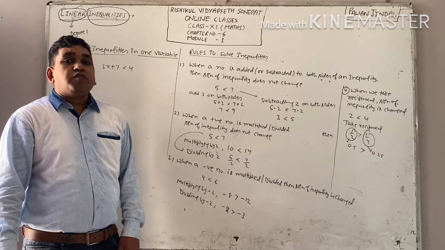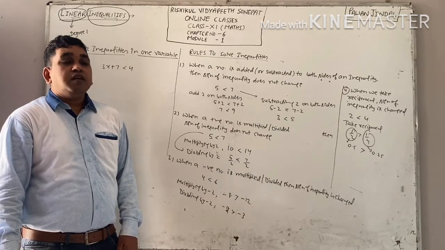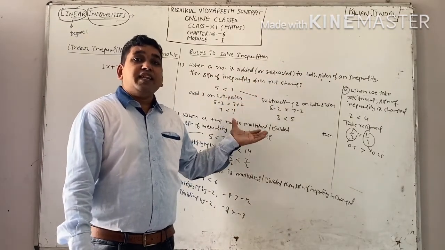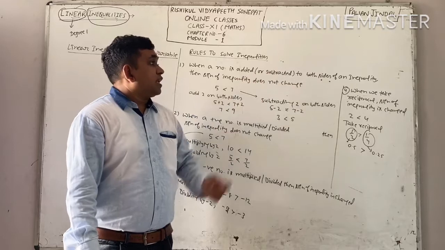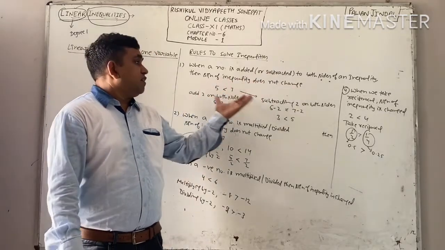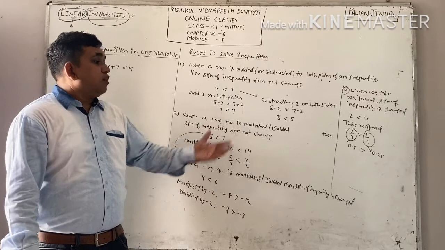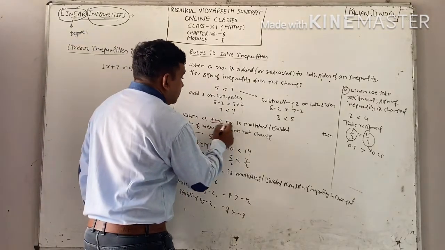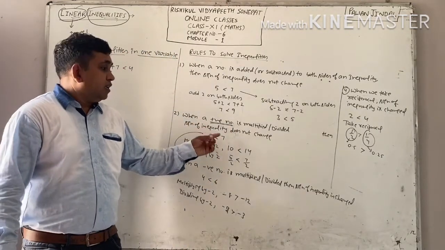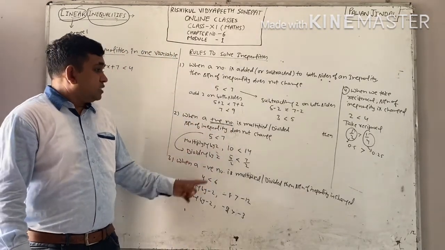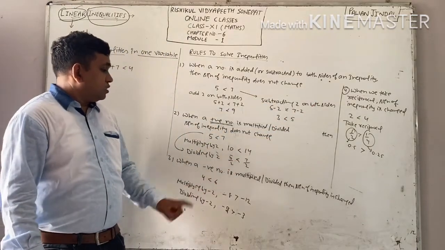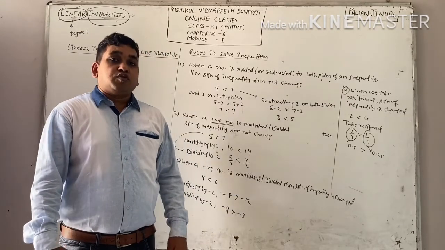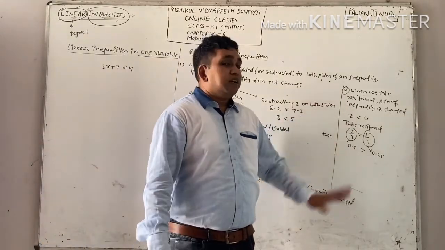These are the 4 basic rules which you have to remember. First rule is for addition and subtraction. You can add any number or subtract any number to both sides of inequality. Sign will remain same. You can multiply or divide a positive number. Number should be positive. Then the sign of inequality will remain same. No change. Sign is changed only in these two cases. First, when a negative number is multiplied or divided on both sides. Second, when we take reciprocal.